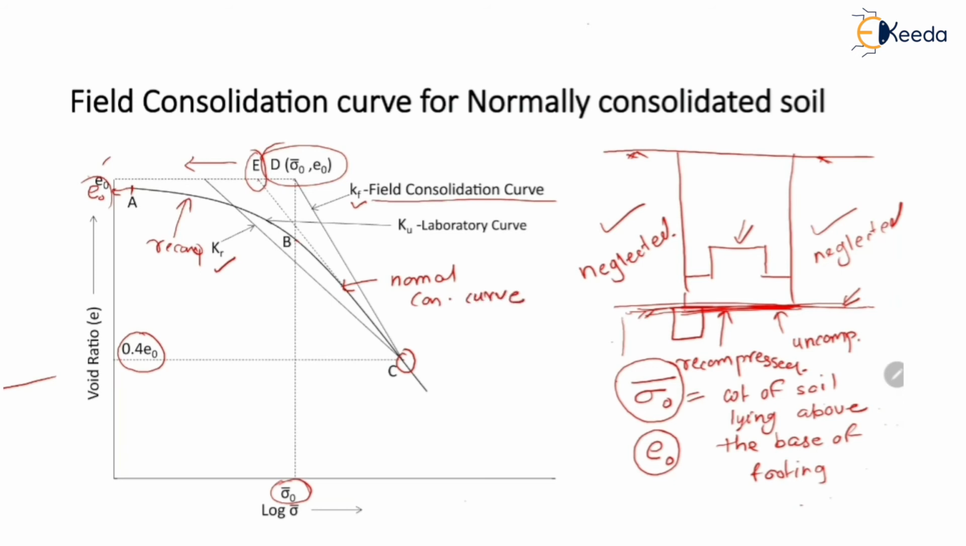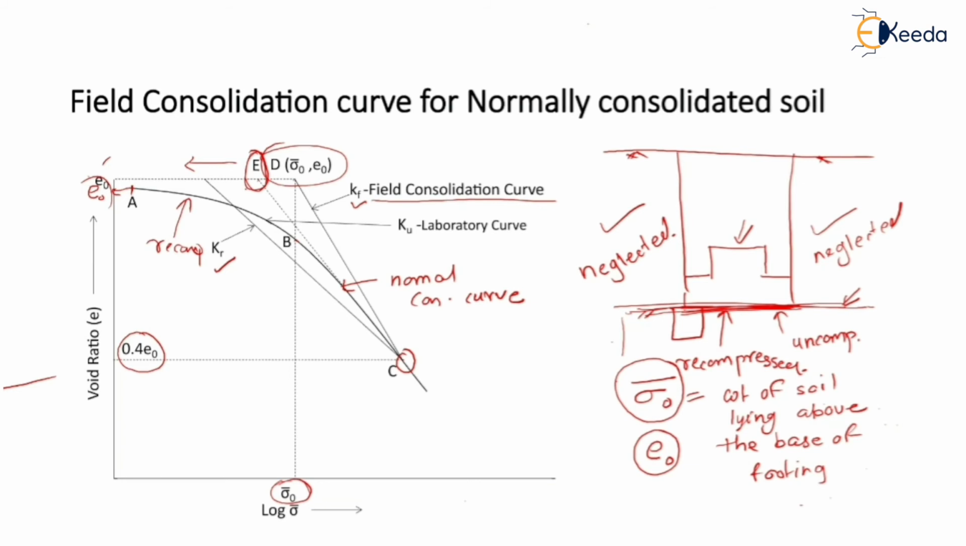So if we extend this linear portion of the BC towards the horizontal line at e naught, it will intersect at point E. This point E lies on the left hand side of the D. So this indicates the normal consolidation of soil. In normally consolidated soil, the point E will always lie on the left hand side of the D.